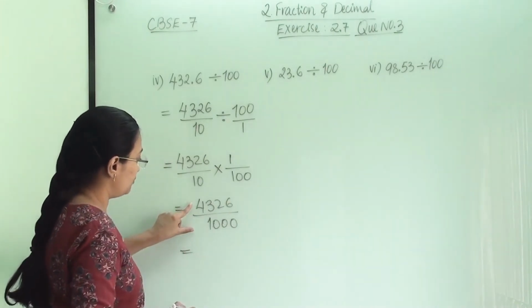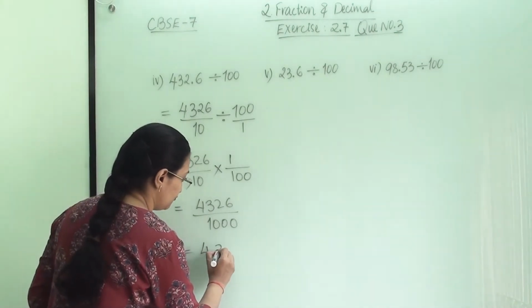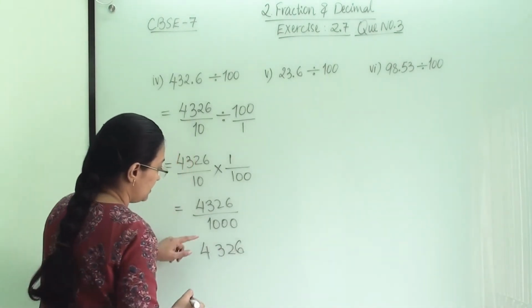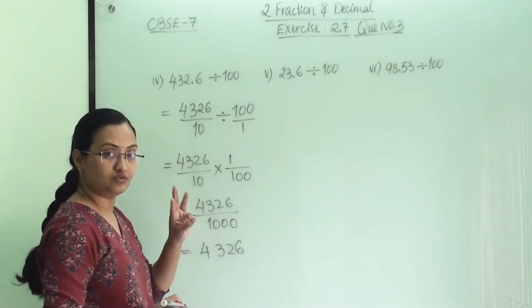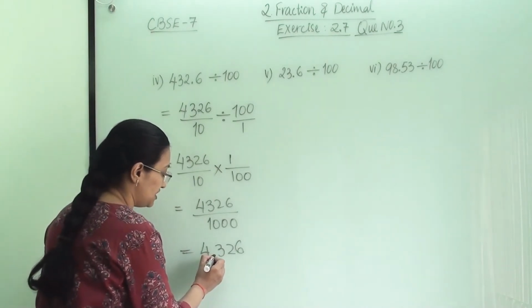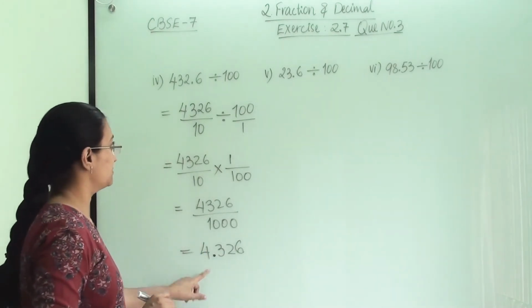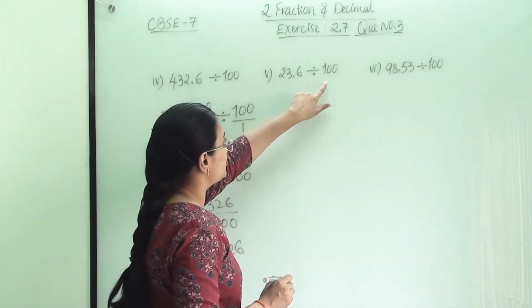Now we have to convert this into its decimal form. Let us write this number 4326. In the denominator 3 zeros are there, so we have to count 3 numbers from the right side, that is 1, 2 and 3. So here we put the decimal point. Then the next is 23.6 divided by 100.